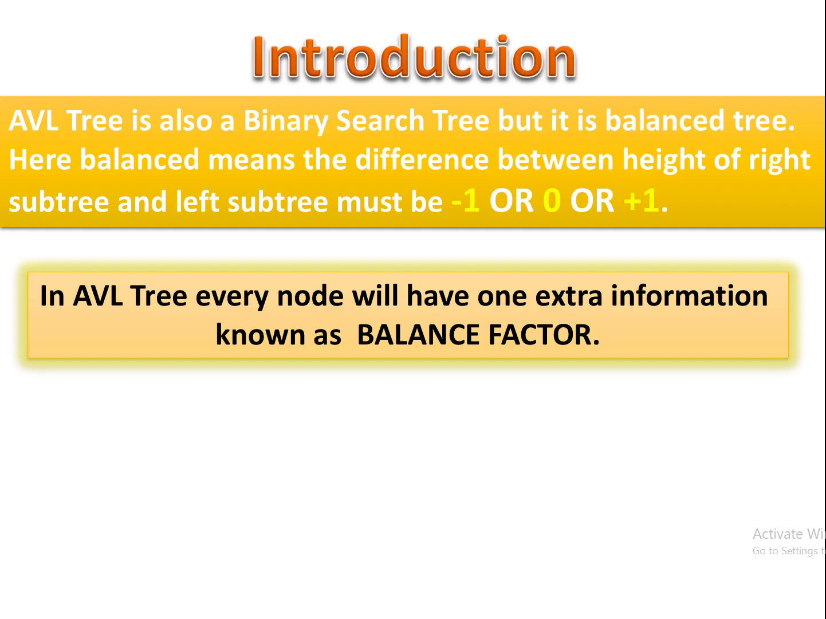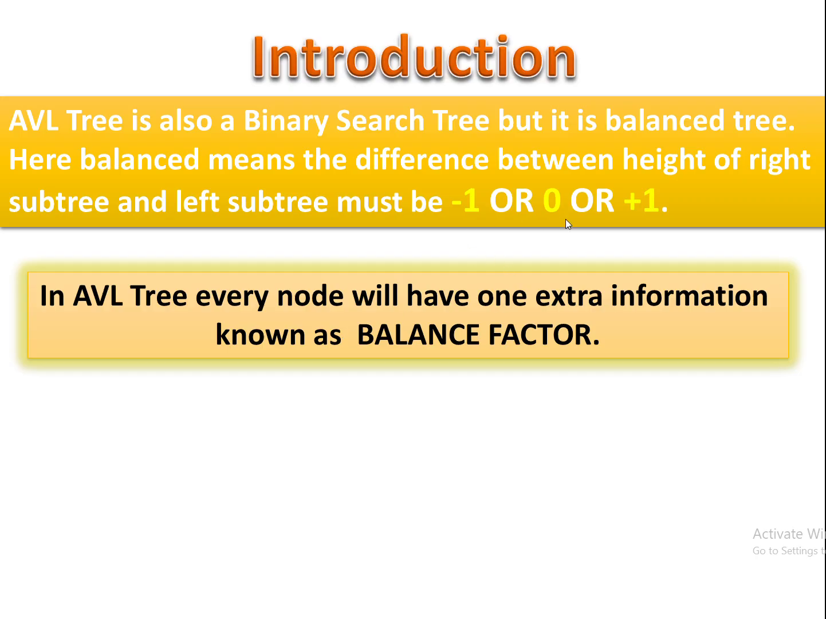An AVL tree is a binary search tree, but it is a balanced tree. How is it balanced? Here balanced means the difference between the heights of the left and right subtrees must be -1, 0 or 1, and this is nothing but the balance factor. The balance factor is always -1, 0 or 1.